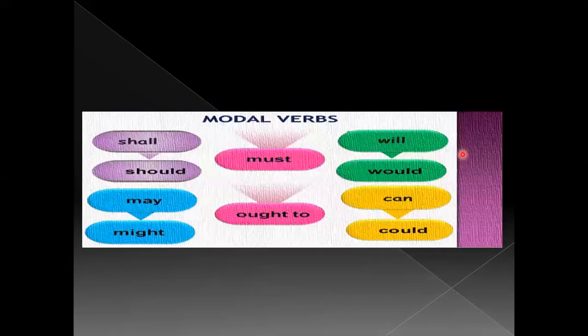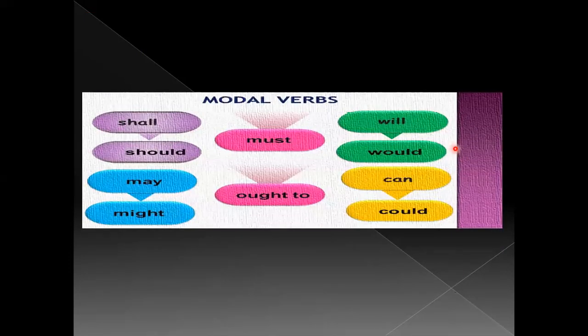I prepared this table for you. In this table, we have some modals in English like will and would, shall and should, can and could. What you have to know is that all of these modals are followed by an infinitive form of the verb. So after these modals, you are going to use verb one, or what we call in English the infinitive form of the verb. Who can give me an example?